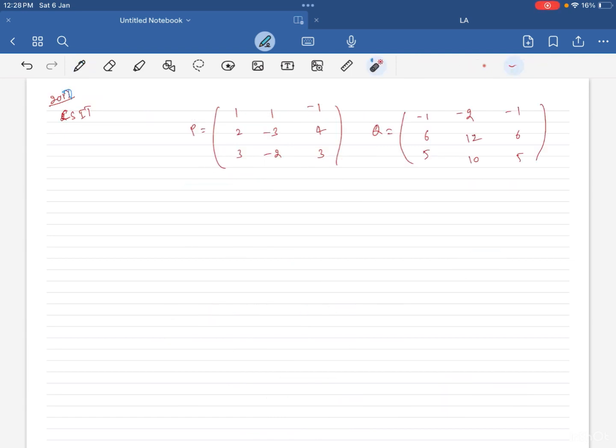Okay, let's look at this question. This question is again from 2017 CSIT. We are given this matrix P and this matrix Q. We have been asked what is the rank of P plus Q. So we have to find the rank of P plus Q. You can simply add up P plus Q component-wise, so we will add up these components.